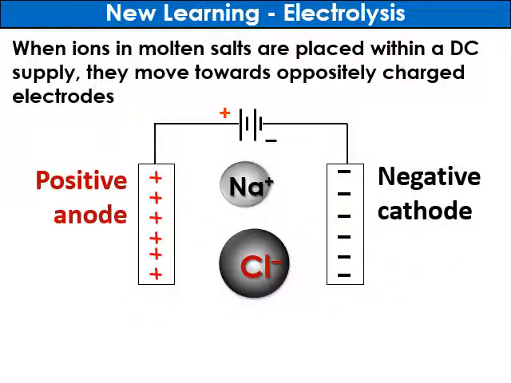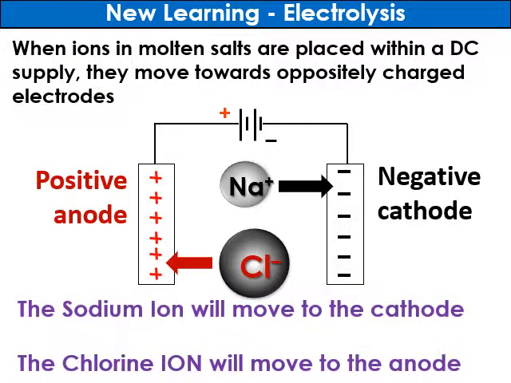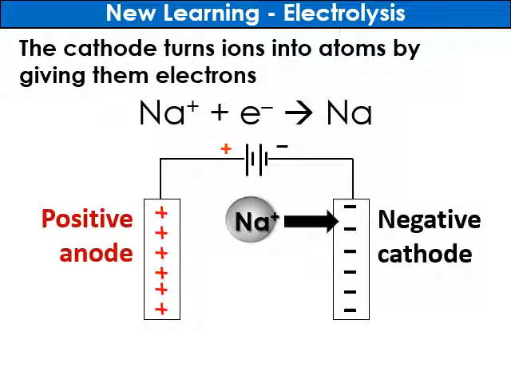But then what happens? Well, as my positive moves to the negative and my negative moves to the positive, this is what happens. As the positive ion reaches the cathode, it gains one of these electrons here and turns back into sodium. It's no longer an ion. It's an ion at the start with a positive charge. It gains an electron because it's now moved to the cathode, and it turns back into sodium.